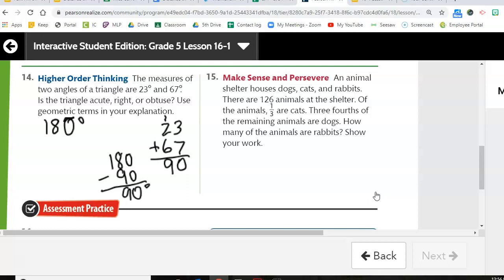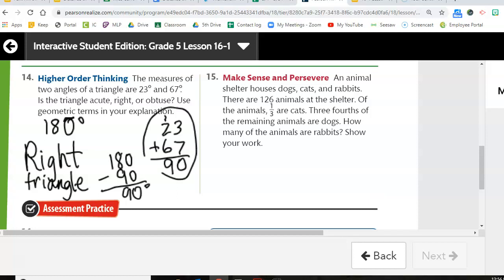Now, if you remember, what's 90 degrees? 90 degrees is a right angle. And if I have one right angle, that means it must be a right triangle. So this would be a right triangle. Sometimes you'll have to do that. You'll have to add up how much your angles already are, and then subtract it from 180 to see what your third angle is going to be. Okay, use these to help you out on your practice problems.